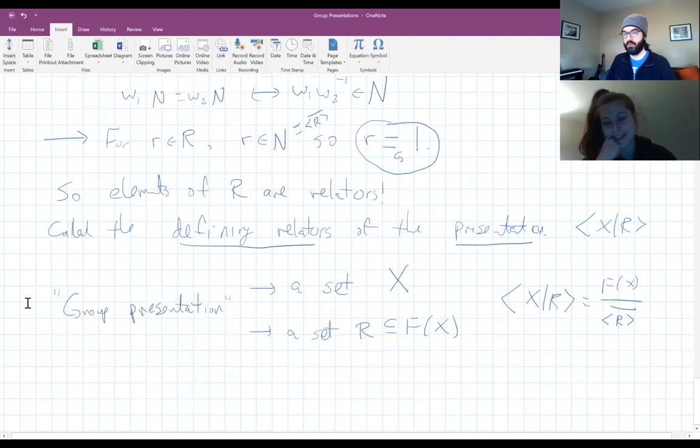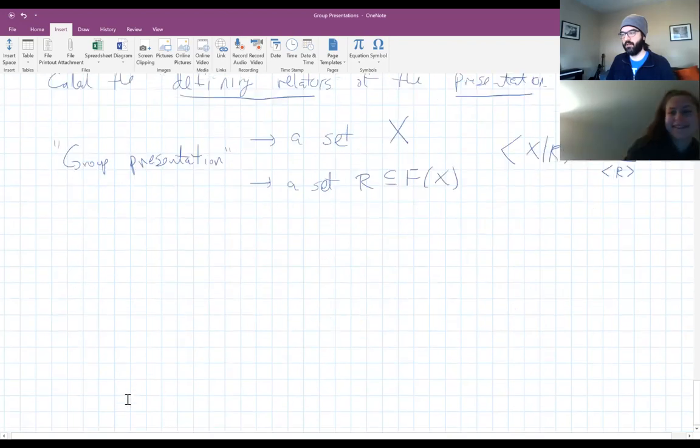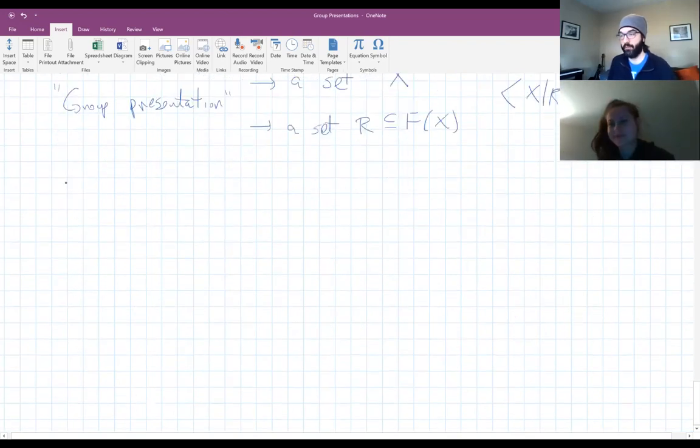No, but I would like to see examples. Okay, that's the next thing that I'm going to do. Let's do some examples. First example. Let's take X to be the set given by X and Y.